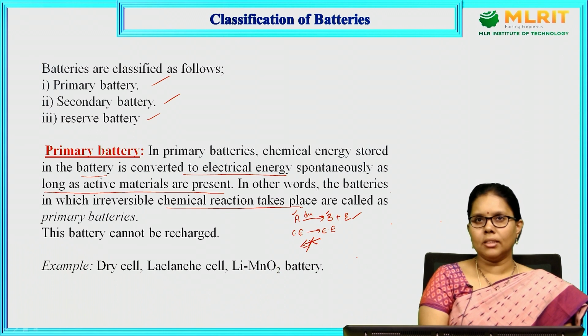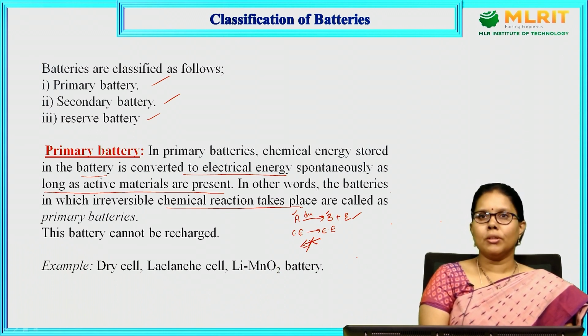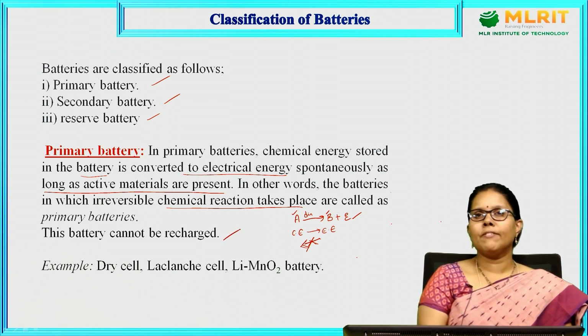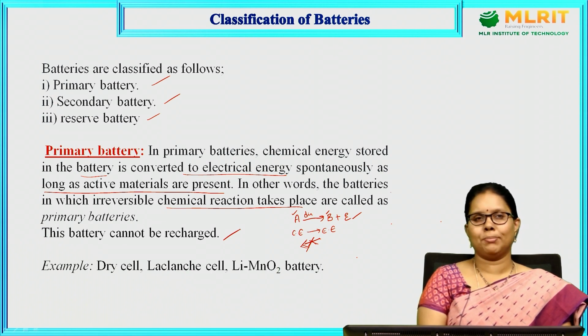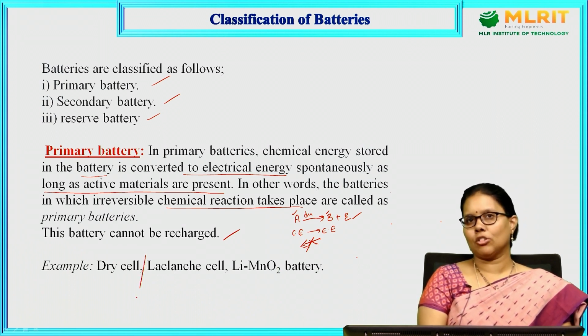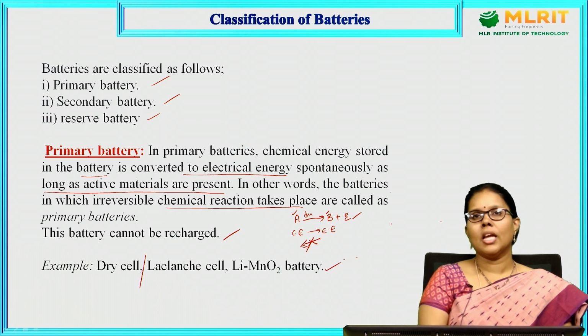In these batteries, there is no possibility of reverse reaction. So these batteries cannot be recharged. Once it has been utilized, once it is dead, we can no more use this battery. Examples are the dry battery or Leclanché cell, or the lithium manganese dioxide battery. A primary battery is an irreversible battery that cannot be recharged, and it is also a galvanic cell.